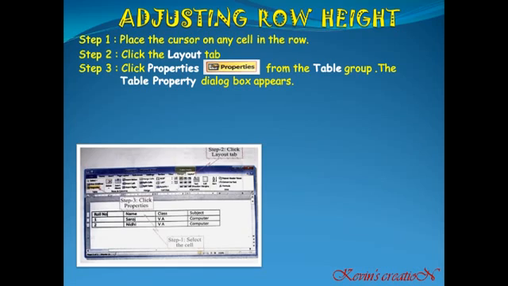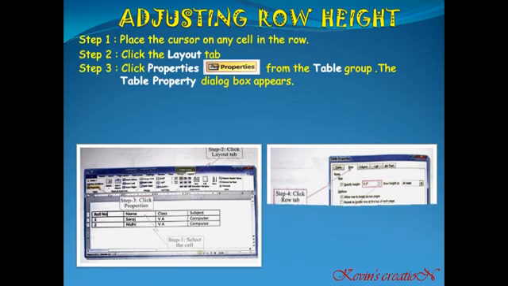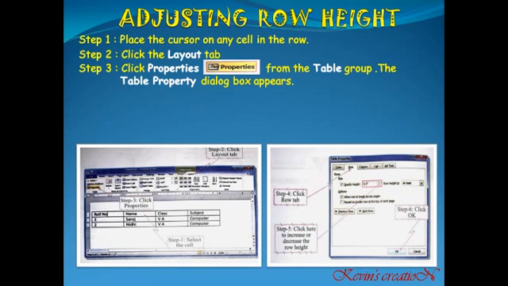Then we have to click properties from the table group. It is here, properties from the table group. Once we click this properties, we get this table property dialog box. It comes on the screen just like this. So this is table property dialog box. Now since we are going to adjust the height of the row, some options are there. We'll be clicking row. So click the row tab.